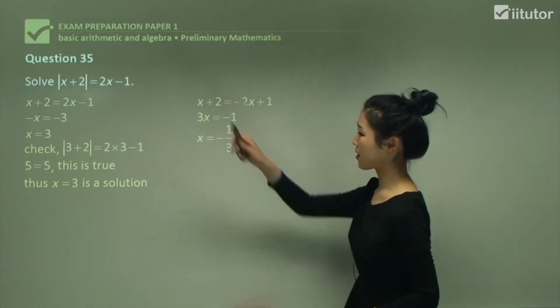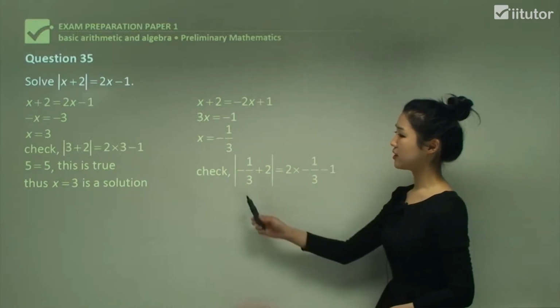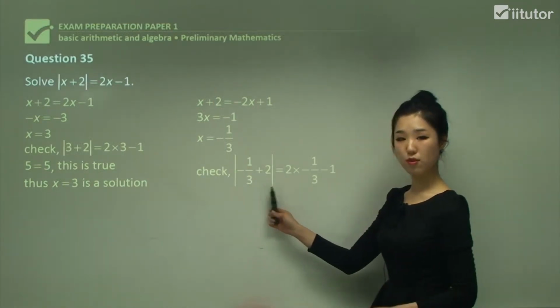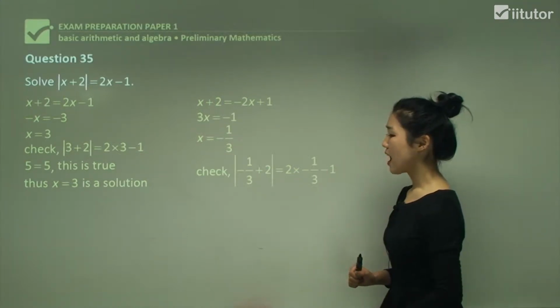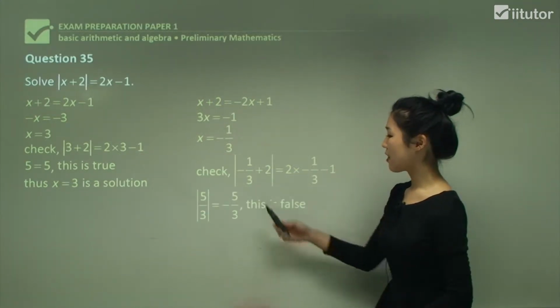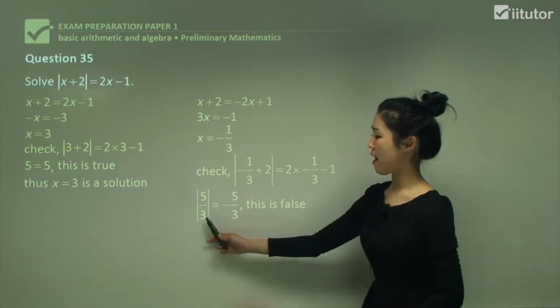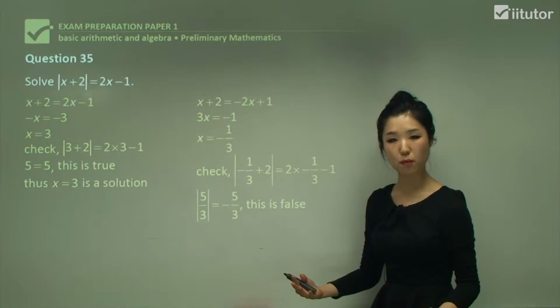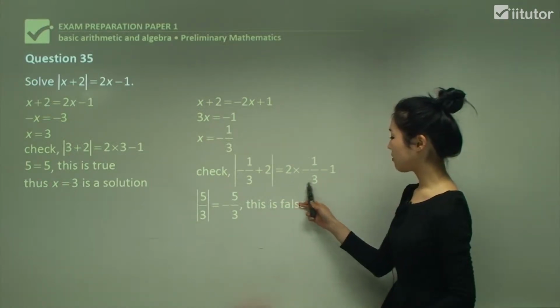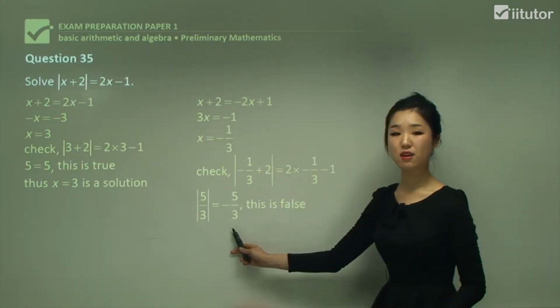So I'll put that back into my original equation. So I have negative 1 on 3 plus 2 inside my absolute bars, and put the negative 3 in there as well. Now if you check this, guys, you'll get this part, this inside is 5 on 3, and with the absolute bars, it definitely should be positive, right? But this one here, if you calculate this, you get negative 5 on 3.